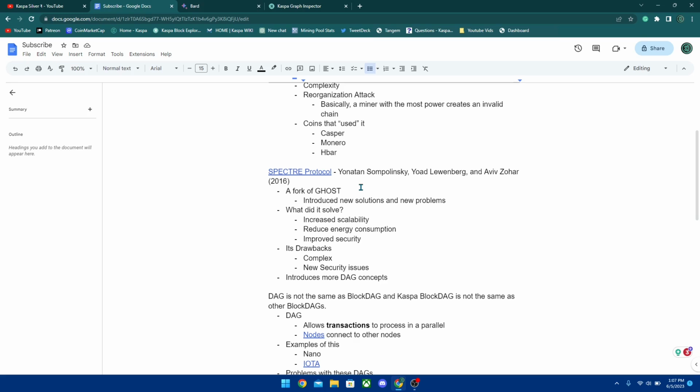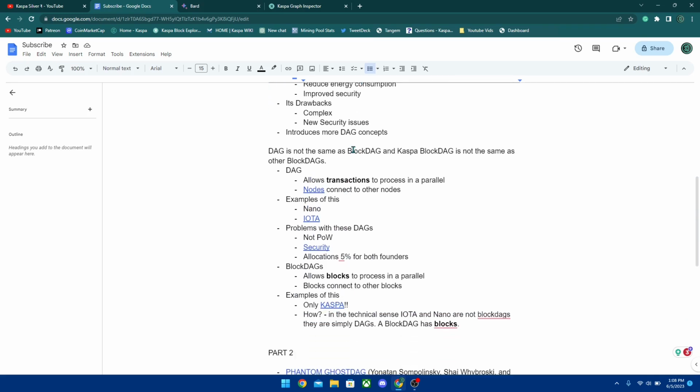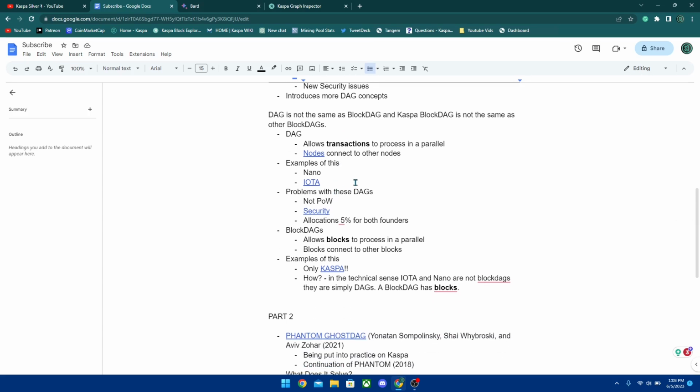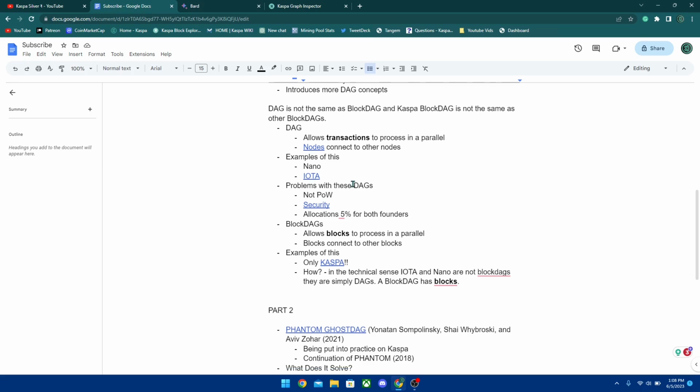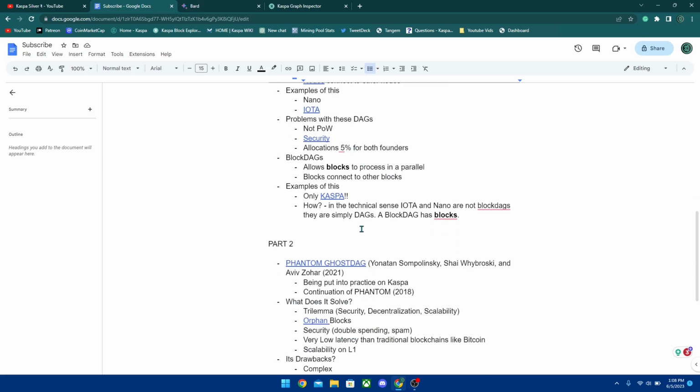This then went on to the Spectre protocol, which was a fork of Ghost, happened in 2016. This introduced more complexities and new security issues, but again solved a lot of problems. This then introduced us to DAGs, and I was able to get into the difference between a DAG and a block DAG when you're comparing it to Kaspa. We also looked at other cryptocurrencies such as Nano and IOTA, and we talked about the problems with those, and then how Kaspa comes into the picture as being the first proof of work block DAG.